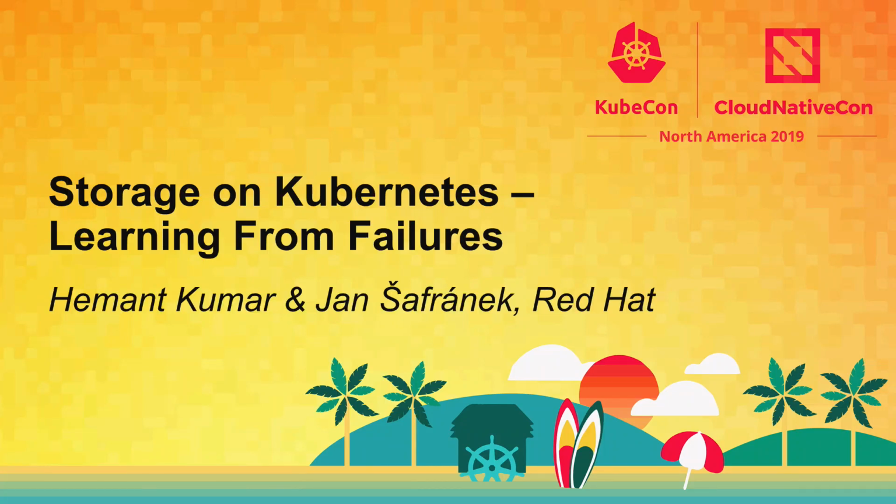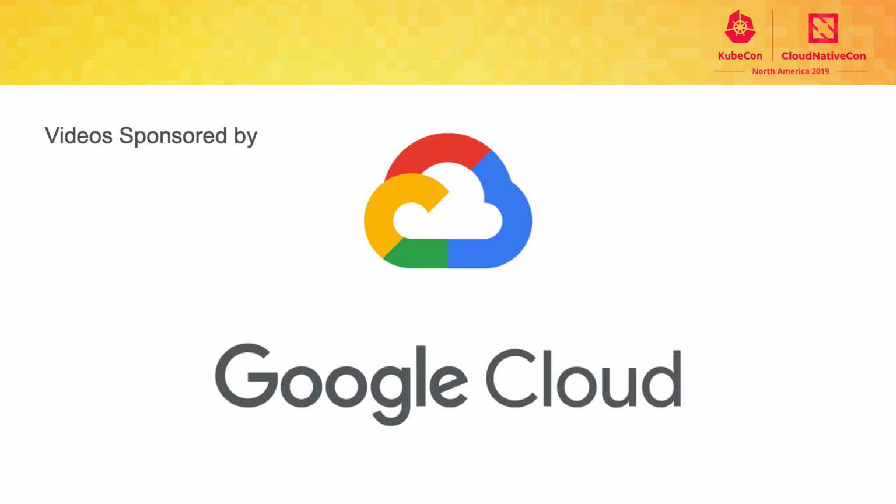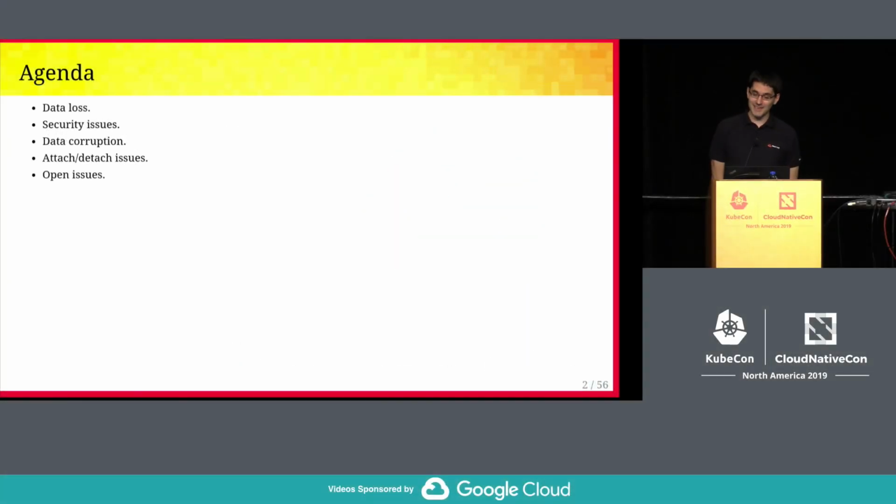We are going to tell you a few stories: how Kubernetes has lost data of some users, how Kubernetes exposed things that should not be exposed, how Kubernetes corrupted data, or even how Kubernetes did not make data available to pods due to some attach and detach issues. And of course, we will focus on how we fixed it and what we learned from these failures, so you don't need to repeat the same mistakes we did.